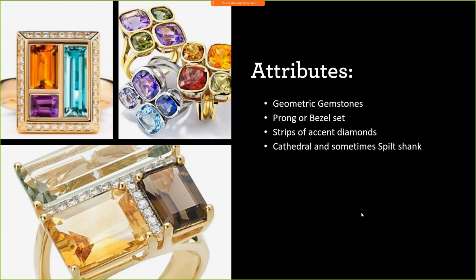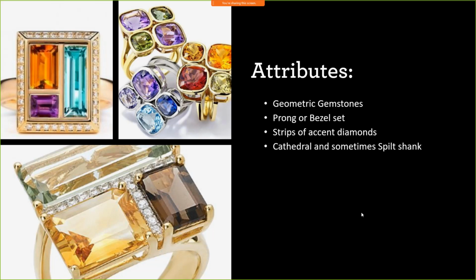So in this example, the customer has picked several designs that all include geometric shaped gemstones. They're also either bezel or prong set. In this case, two of them are bezel, one is prong. And they have strips of accent diamonds around them to draw your eye in different directions and add a little extra texture and interest to the design.